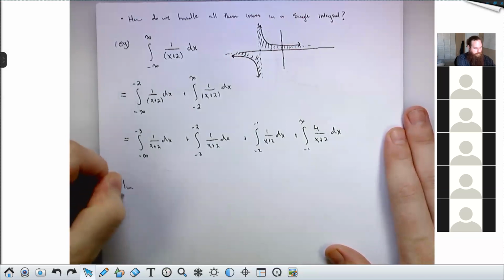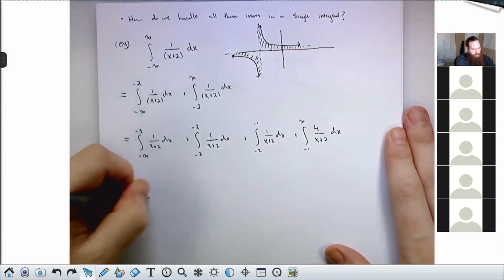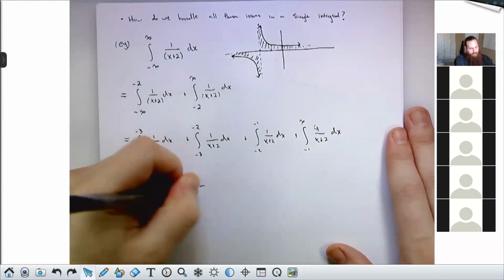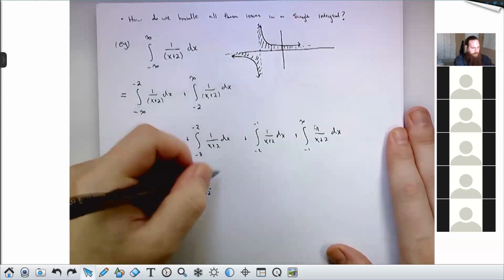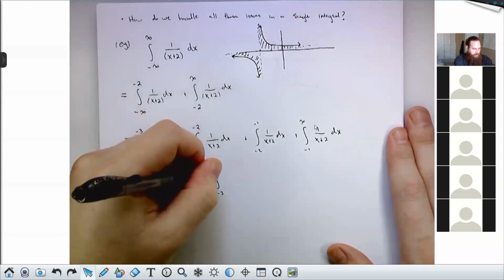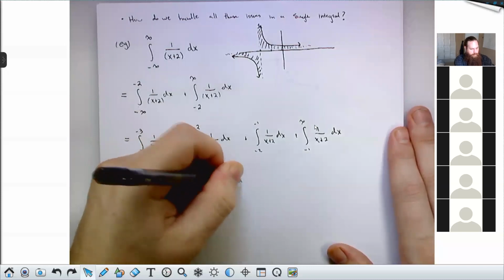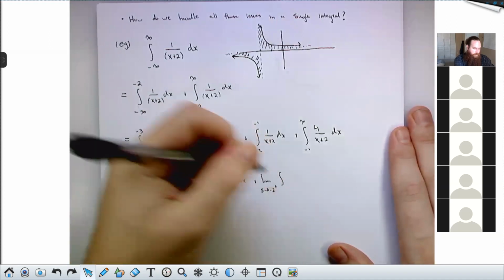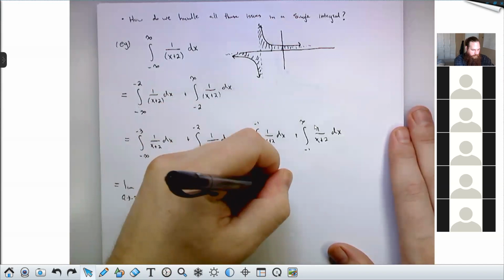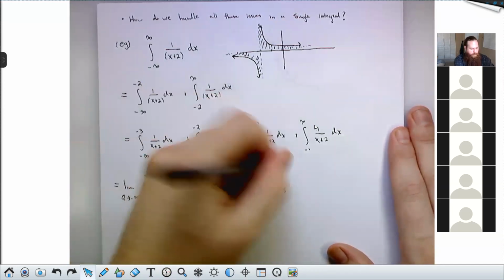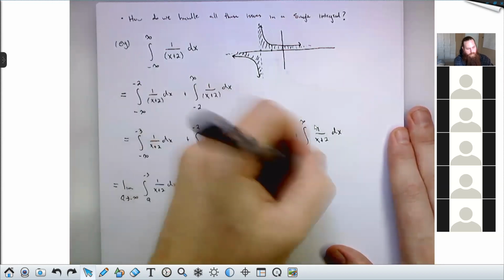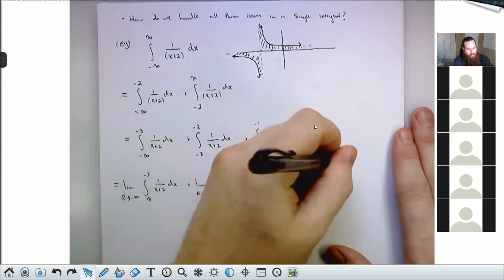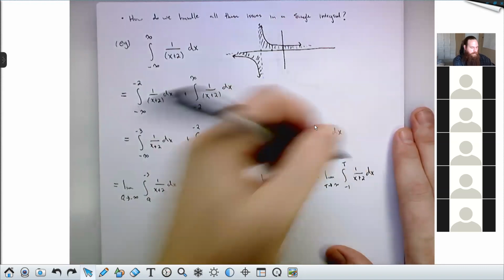So I would say this is the limit as q goes to -infinity, integral q to -3, 1 over x plus 2 dx, plus the limit as r goes to -2 from the left, integral -3 to r, 1 over x plus 2 dx, plus the limit as s goes to -2 from the right, integral s to -1, 1 over x plus 2 dx, plus the limit as t goes to positive infinity, integral -1 to t, 1 over x plus 2 dx.